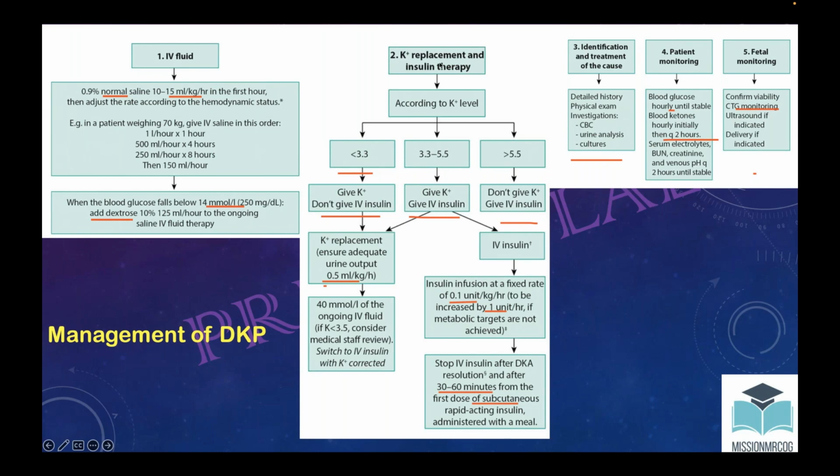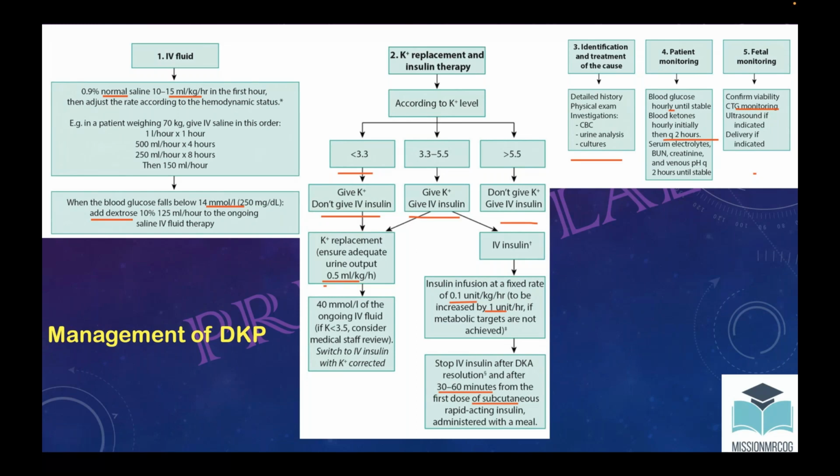And now the third cause: why the precipitation has happened, why the patient got diabetic ketoacidosis. So we have to take history and do physical examination to find out what the precipitating cause was. CBC can be done, urine analysis and culture, because of infections or hyperemesis. These are the precipitating factors for diabetic ketoacidosis.